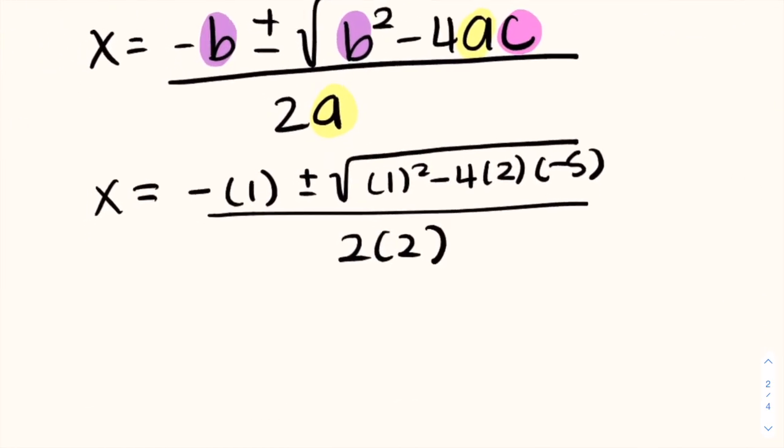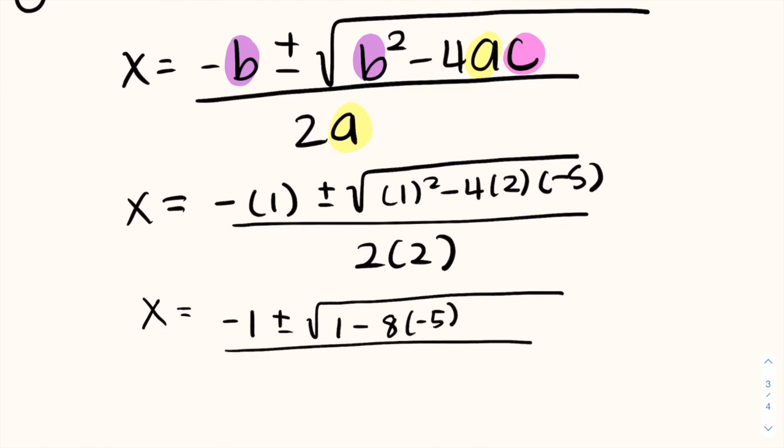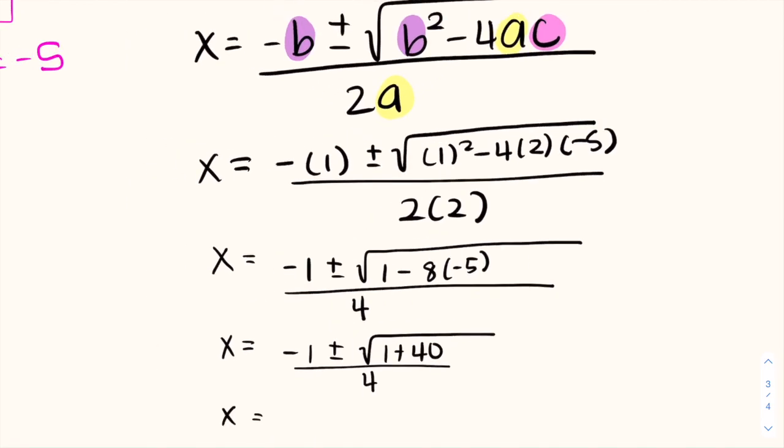Now let's zoom to the work. x equals -1 plus or minus square root of 1 minus 8 times -5. What I did was I just multiplied 4 and 2. And we're going to divide this whole thing by 4. So just going to simplify it. -1 plus or minus square root of 1 plus 40 divided by 4. Then it will be x equals -1 plus or minus square root 41 divided by 4.